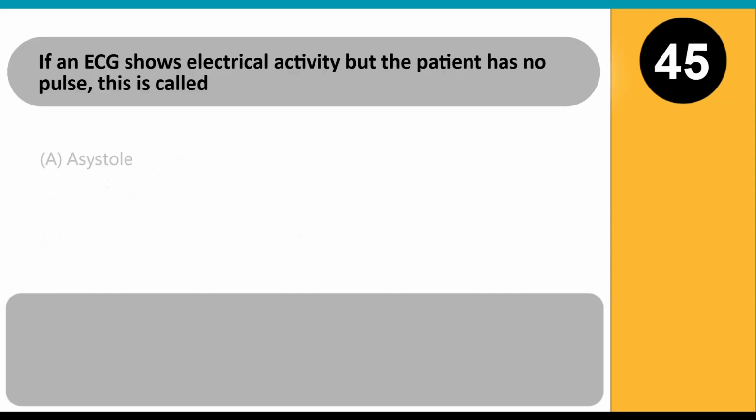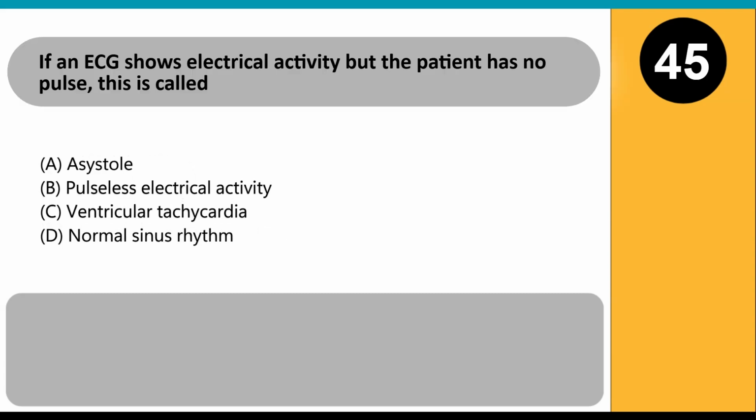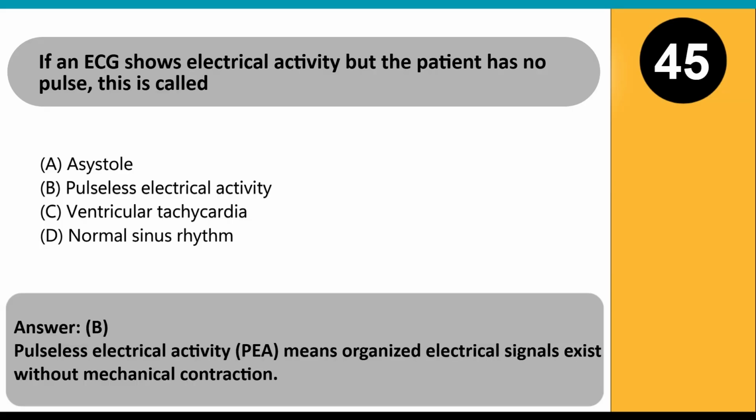If an ECG shows electrical activity but the patient has no pulse, this is called: A. Asystole. B. Pulseless electrical activity. C. Ventricular tachycardia. D. Normal sinus rhythm. Answer B. Pulseless electrical activity, PEA, means organized electrical signals exist without mechanical contraction.